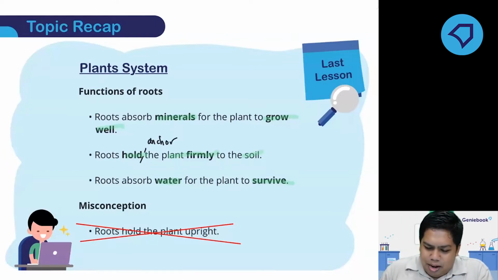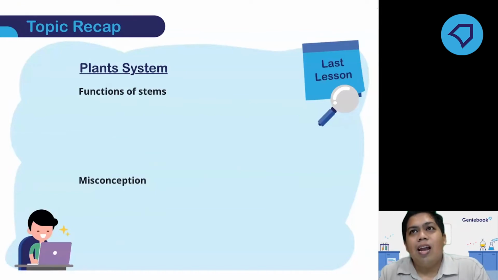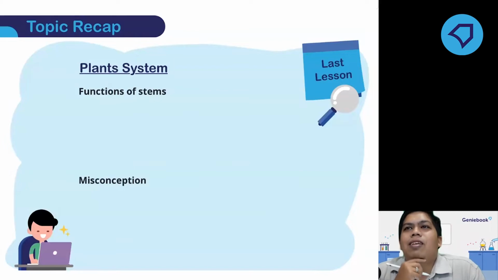Then the next one. This is what we've just learned last lesson. Function of stem. Who remembers? Can you tell me the functions of stem?